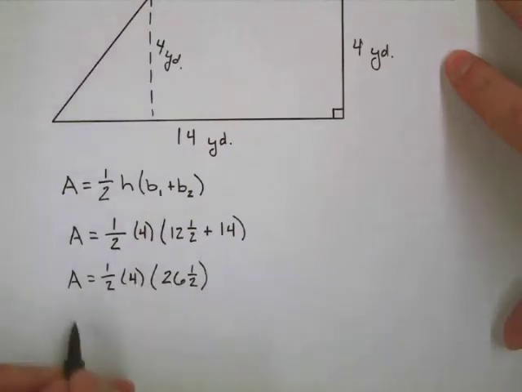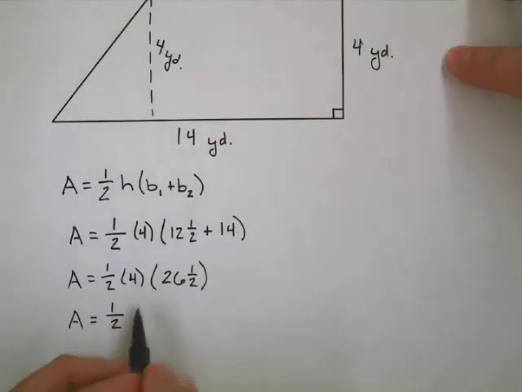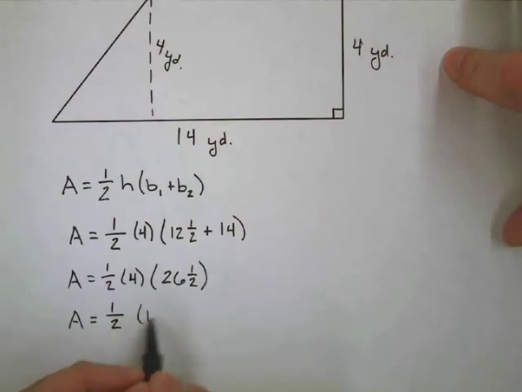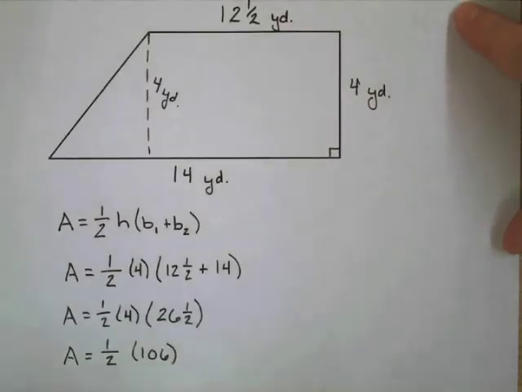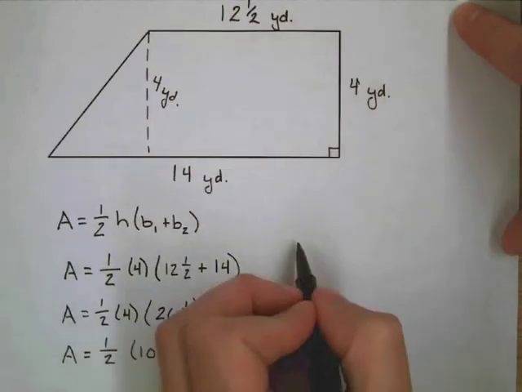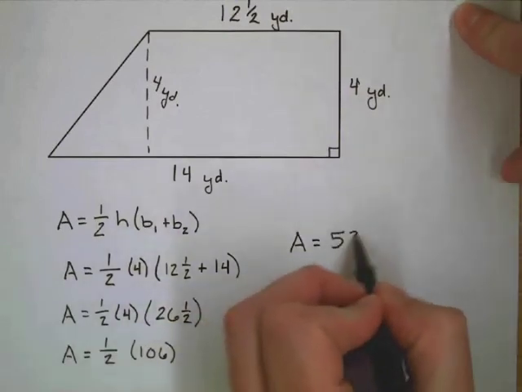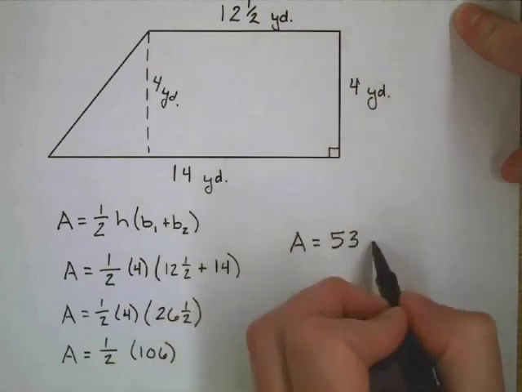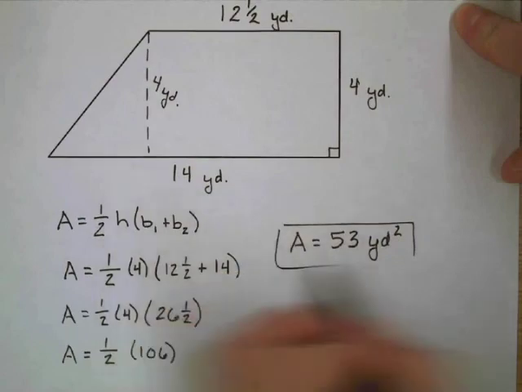So now I'm going to do this multiplication first between the height and the base. So we have area equaling 1/2, and 26.5 times 4, if I multiply that out, works out to be 106. So I need to take 1/2 of that. As a trapezoid, it's half of the whole of a rectangle or a parallelogram. So 1/2 of 106 is 53. We're in yards, so 53 square yards is the area for this particular trapezoid.